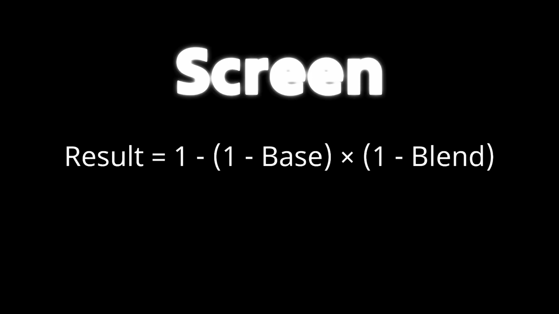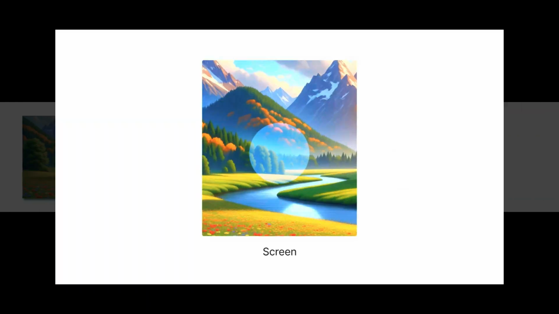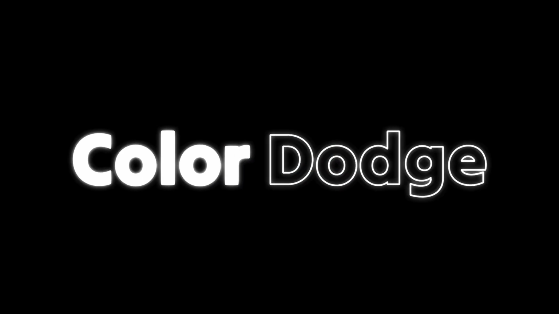Screen inverts both layers, multiplies them, then inverts again. The effect is always equal to or lighter than the original. Black has no effect. White turns everything white and mid-tones brighten proportionally. In the example, the colors mix softly with the background, creating a photographic brightening effect. Screen is widely used for adding highlights, glows, or lens flares.